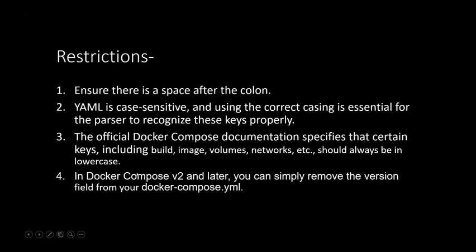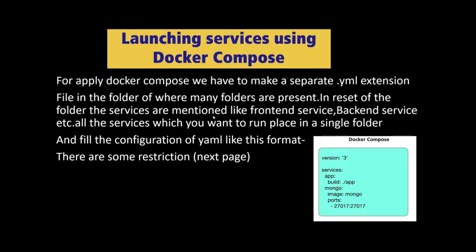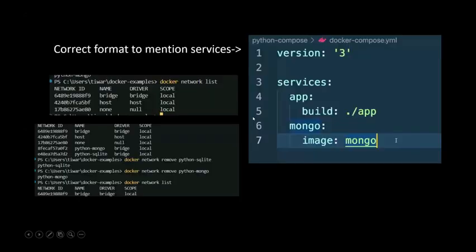Okay, so in Docker Compose version 2 and later, you can simply remove the version field from your docker-compose.yml. After the advancement of Docker, you don't have to write the version name. Here the example shows the Docker YML extension mentioned. So these are the extensions.